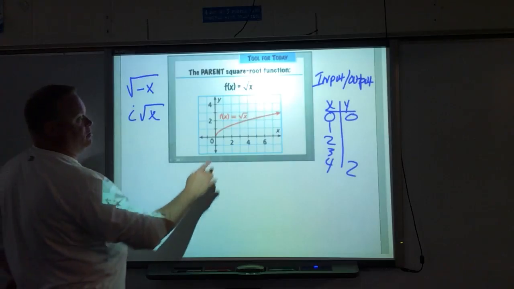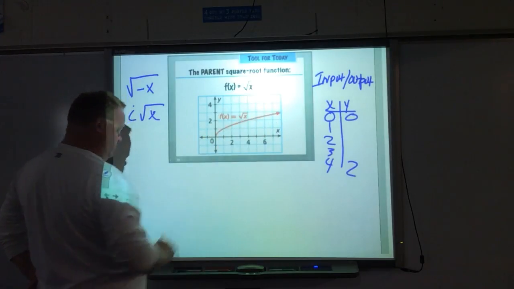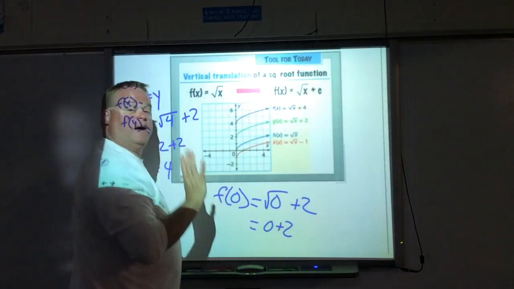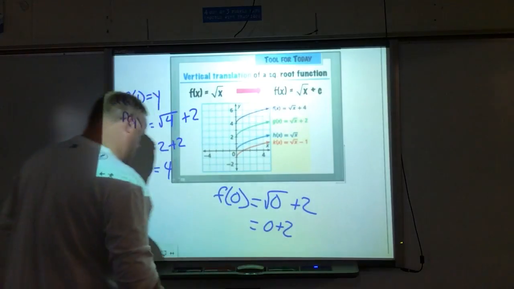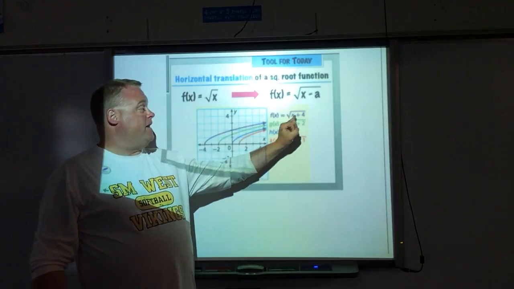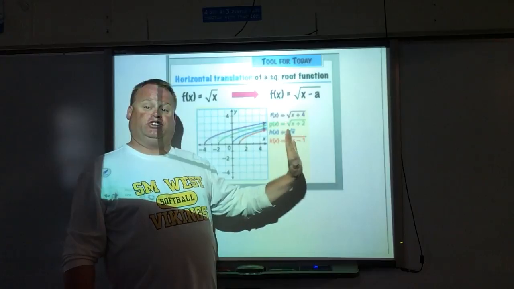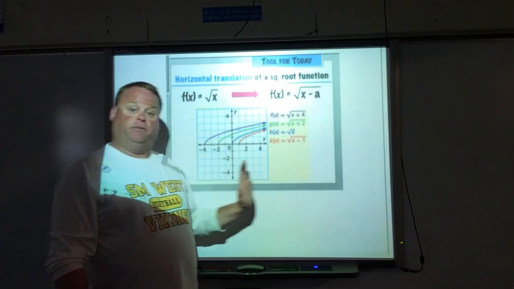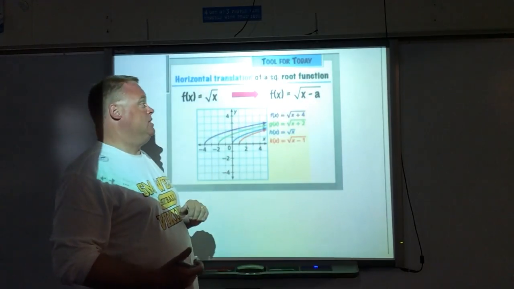Notice, remember, our plain square root of x starts at 0 and goes up like this. Once I start adding or subtracting outside the radical, it's going to shift the graph up or down, right? And then let's talk about one more shift. If I add or subtract underneath, it's also going to shift it one direction or the other. It's going to shift it left or right, depending on if I plus or minus after the x.